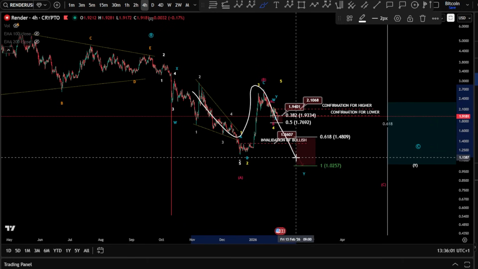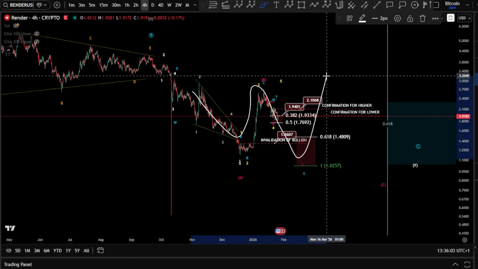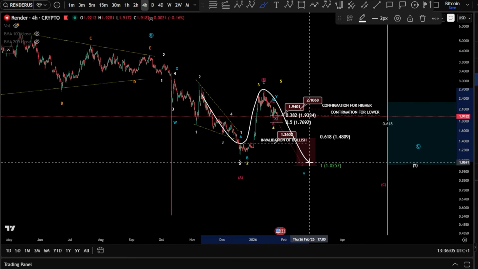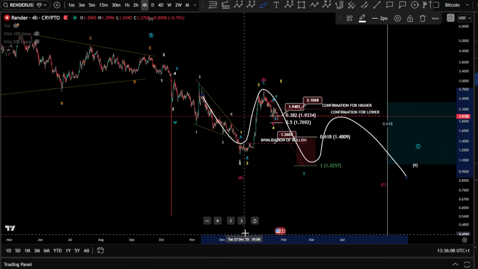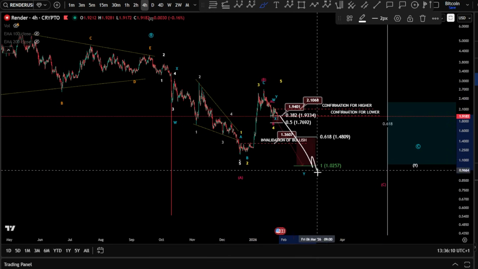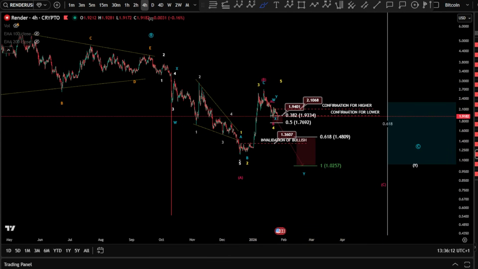Now, if it is ABC, that's okay. We're gonna push for higher. If not, then it's gonna transform to the diagonal, right? So both case scenarios here still suggest lower prices.